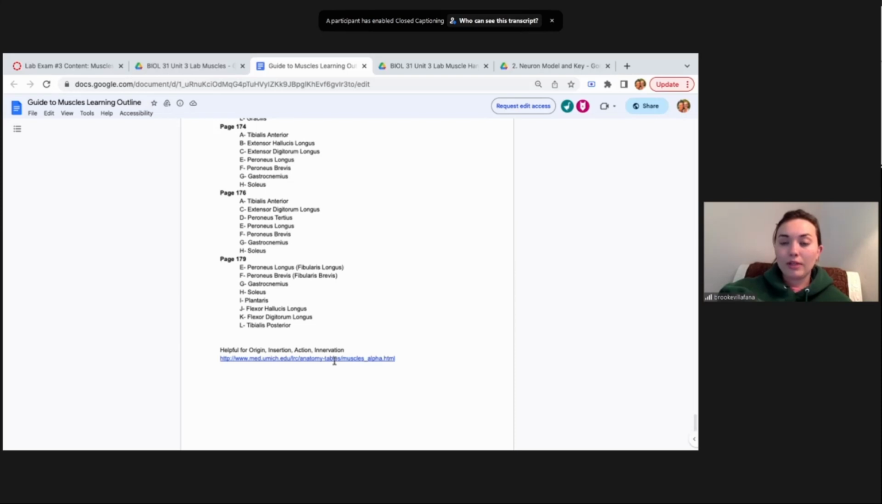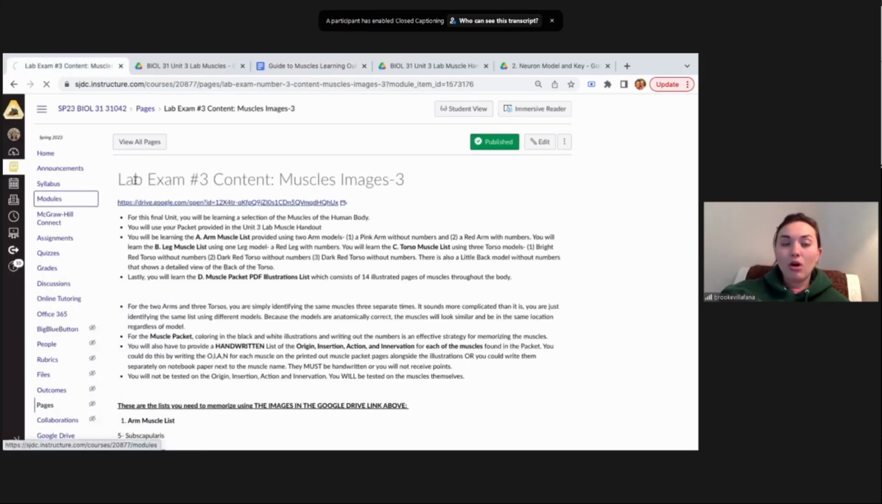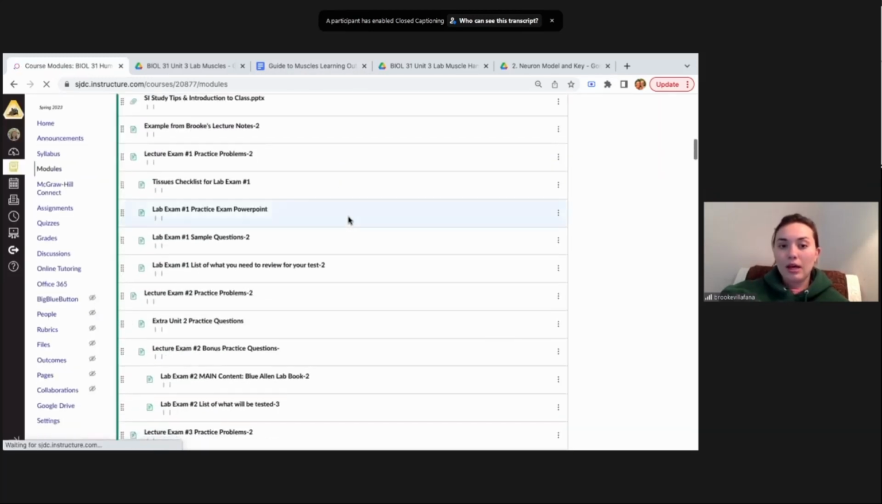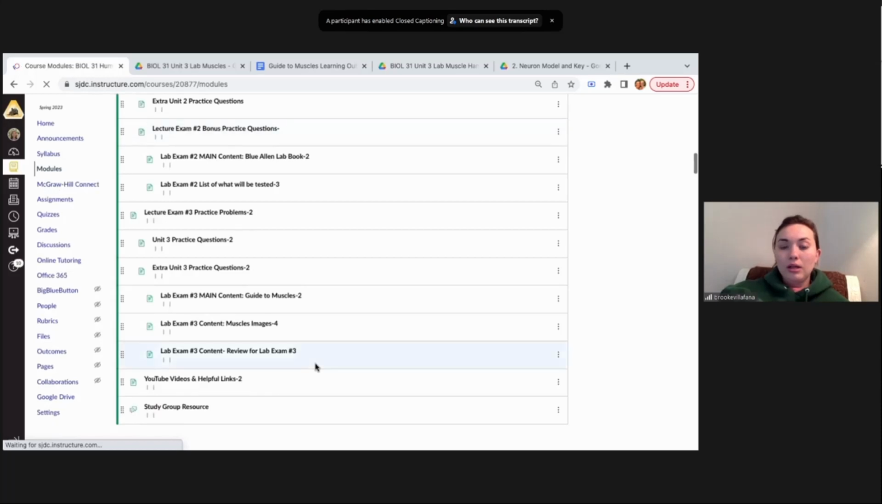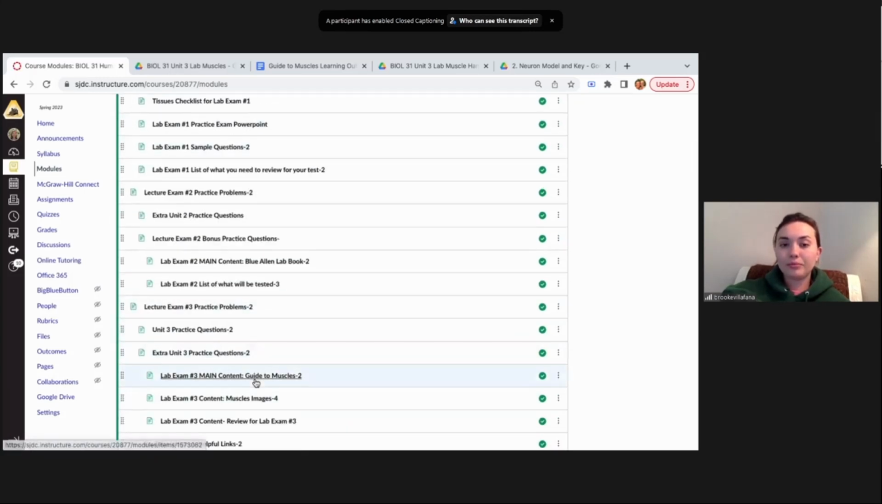And then you can click on this link for the origin, insertion, action, and innervation, and you can just search the muscle you're doing, and it will show you the origin and insertion. You can pare it down and make it more simple if needed. That would be available to all of you in the study resources module, okay? So study resources, and again, it's called Guide to Muscles right here. Everybody should have access to a copy of that, okay? Any questions on that?